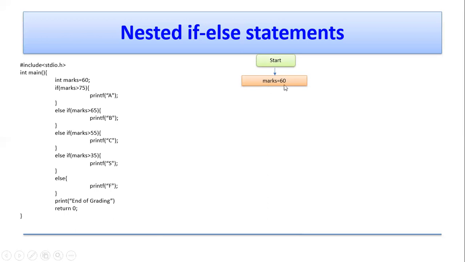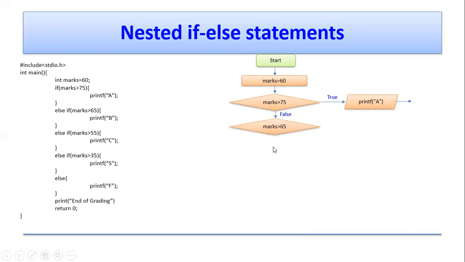First of all, I assign a value, or I can take this as user input. Now you know how to take user input. And then the first condition, marks greater than 75. If this is true, I can print A. Else means if this is false, I can't print B. I have to check whether marks are greater than 65. If that is true, I can print B.